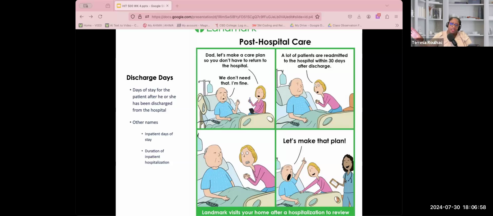So I love this image. Dad, let's make a care plan so you don't have to return to the hospital. A lot of patients are readmitted to the hospital within 30 days after discharge. So let's make our plan because nobody's trying to come back, right? So I really like that little cartoon.